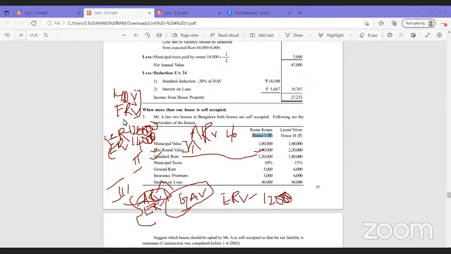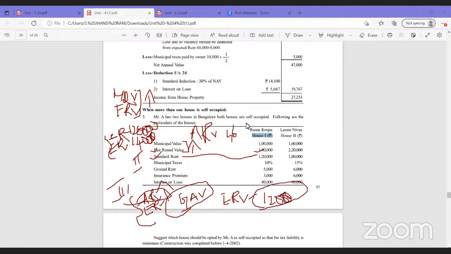Under that, we have 3 steps. The first one is we compare municipal rental value and fair rental value. Out of these two, whichever is higher will be taken to step 2, and we call it ERV, expected rental value. In step 2, whichever amount we bring from step 1, we compare with standard rent, and whichever is less, we call it expected rental value, and bring it to step 3, and we compare it with actual rental value. But here in this question, actual rental value is not given. So we take from step 2, whichever we got, that is 1,20,000 as gross annual value.